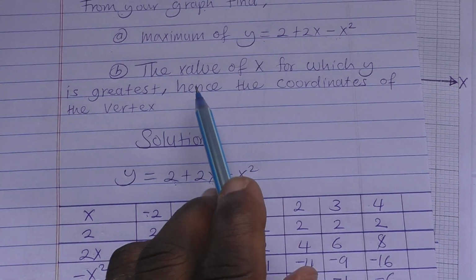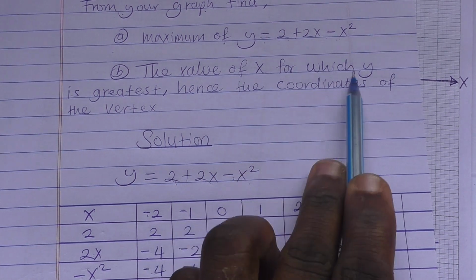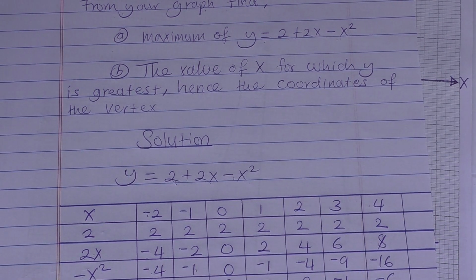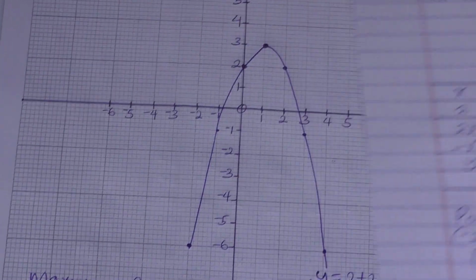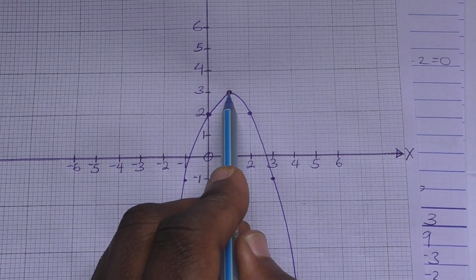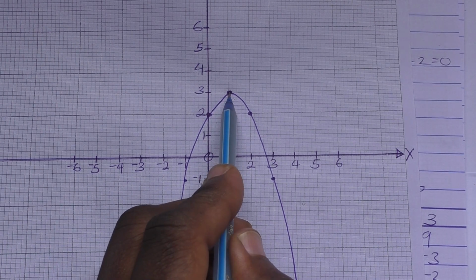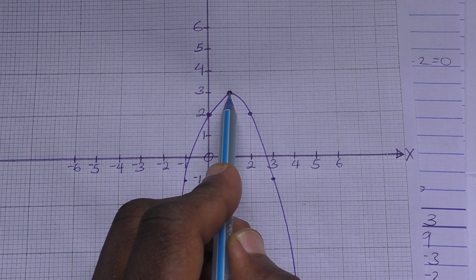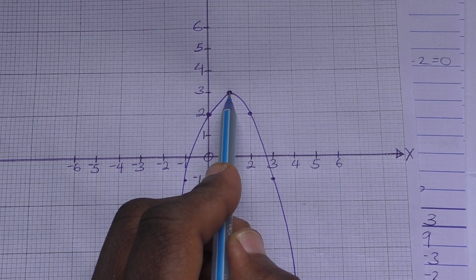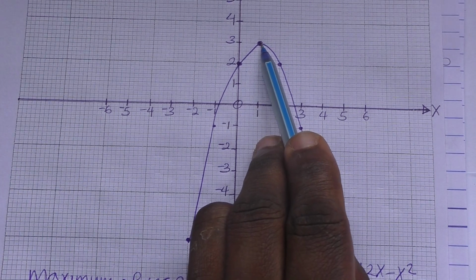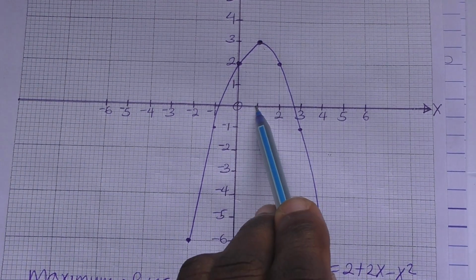Then part B, they want us also to find the value of x for which y is greatest, and hence find the coordinate of the vertex. Remember, since we have an N-shaped curve, this is the greatest value of y, and at the greatest value is where we have the maximum value of y, and also where we have our turning point or the vertex. And therefore, the value of x, which corresponds to the greatest value of y, is 1.